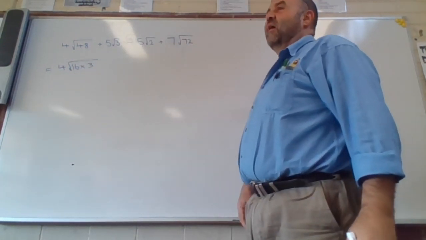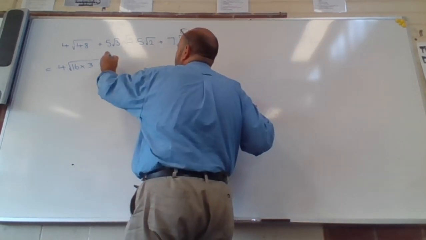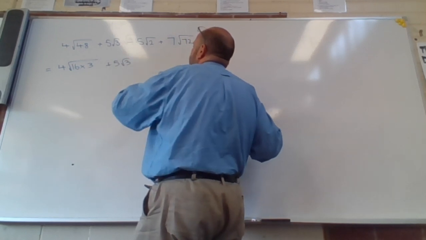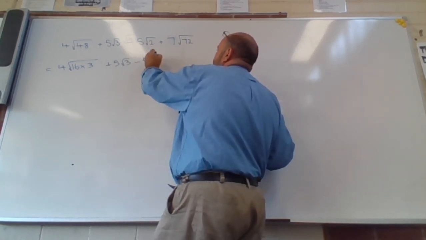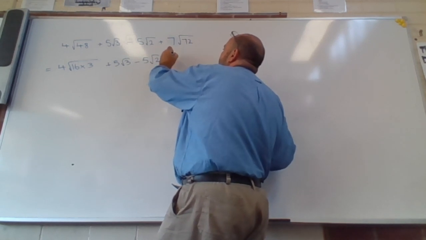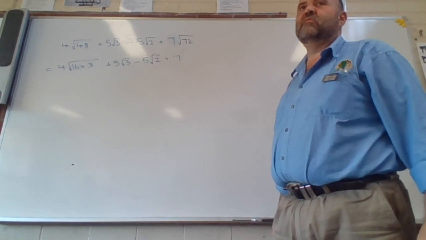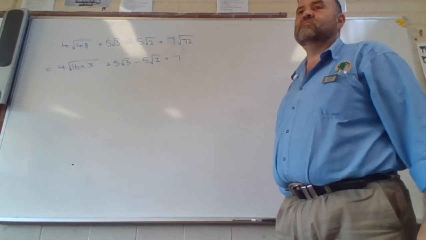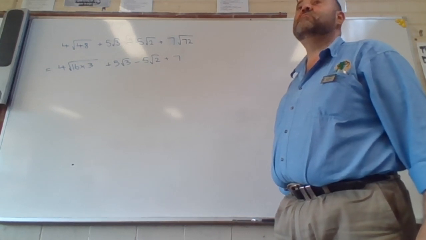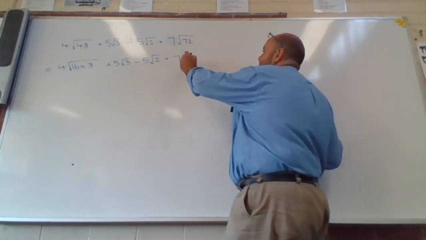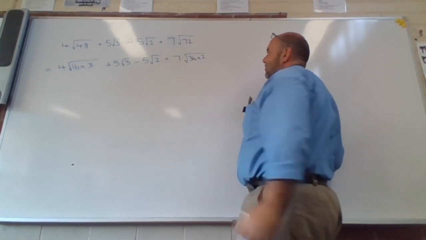Now, there's no square number that goes into 3, so I'm just stuck with 5 root 3 over there. There's no square number that goes into 2, so I'm just stuck with 5 root 2 over there. What's the biggest square number that goes into 72? No. Is there a bigger one? Probably. 36, excellent, very good. 36 goes into 72 2 times.